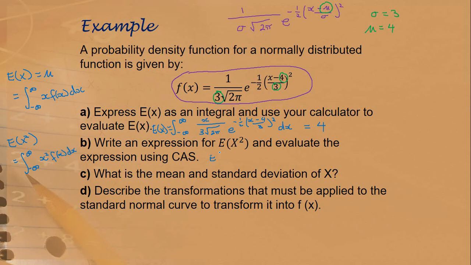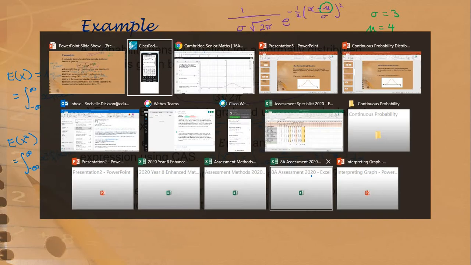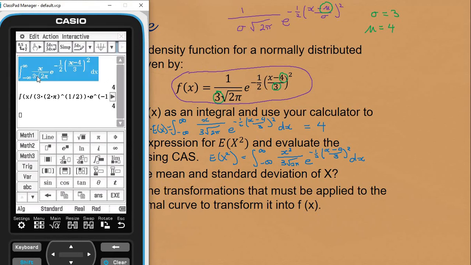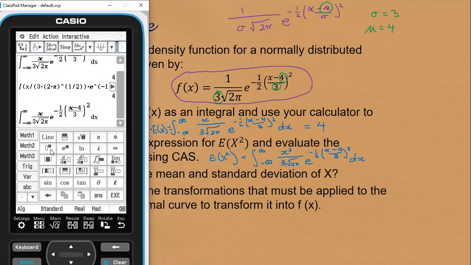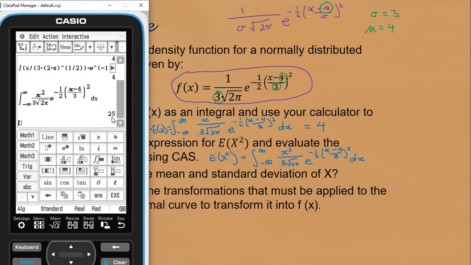So I'm going to get a very similar integral to what I just had, from negative infinity to infinity, but this time I'm going to be getting x squared over 3 square root of 2 pi, e to the power of negative a half, my same function before. The only difference is that I have an x squared out the front. And we will put this into CAS. So we're taking the same one, but instead of x, we want it to be x squared, and we will evaluate this. And we get an answer of 25.